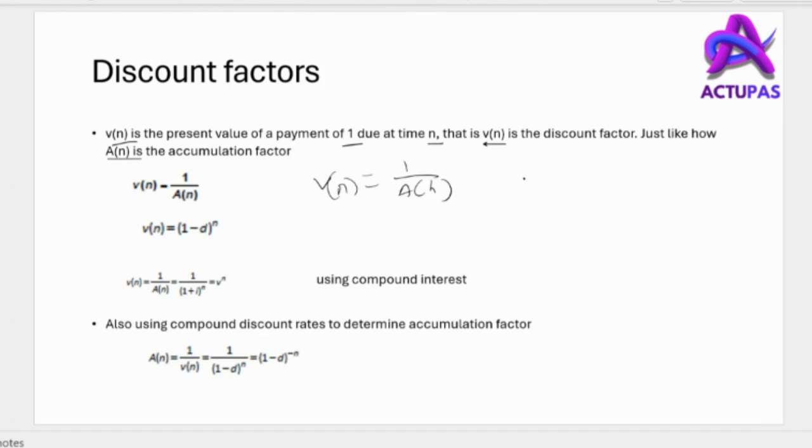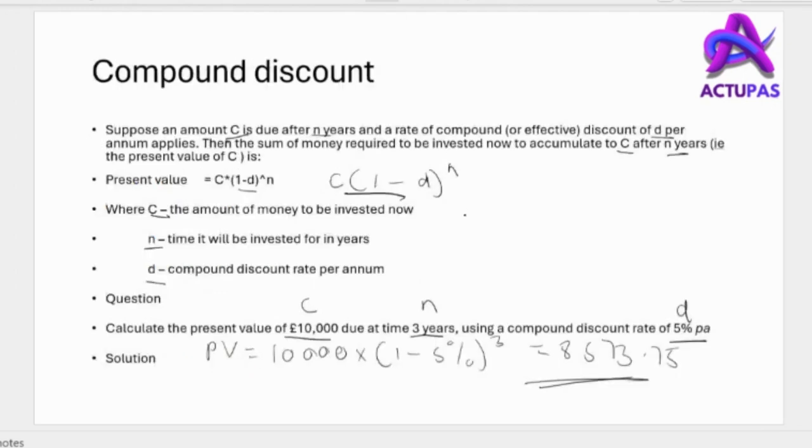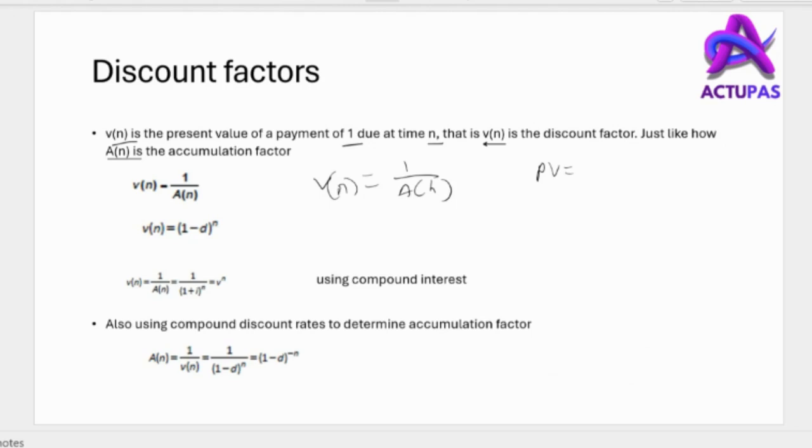So from the formula above, we know that PV is equal to C times (1 minus d) to the power n. So it means the discount factor, the factor by which we discount C to arrive at the present value, is (1 minus d) to the power n, which brings us to this: Vn is equal to (1 minus d) to the power n, our discount factor.